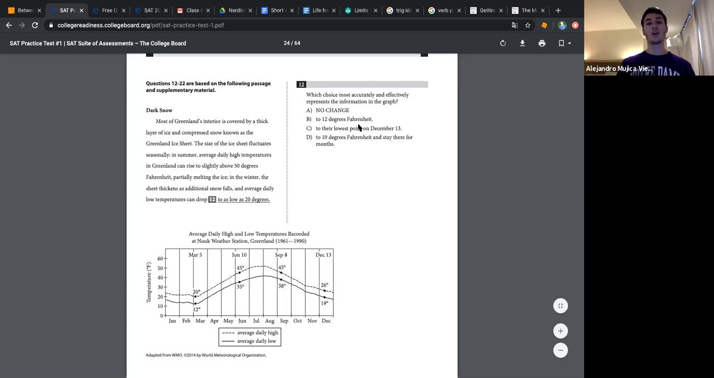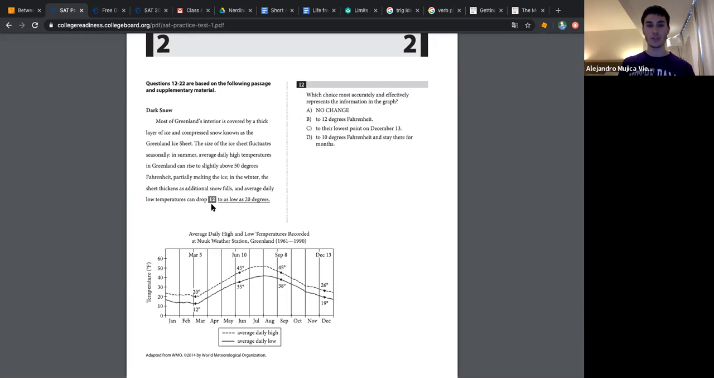Our first question is, which choice most accurately and effectively represents the information in the graph? A, no change; B, to 12 degrees Fahrenheit; C, to their lowest point on December 13; D, to 10 degrees Fahrenheit and stay there for months. So we know that this kind of question is the idea development, subtype, graph information type of question. So they are telling us already that we want to represent the information on the graph. That is what we should be doing here. All of the choices represent the information in the graph and fulfill the same function. We just need to know which one is the accurate one.